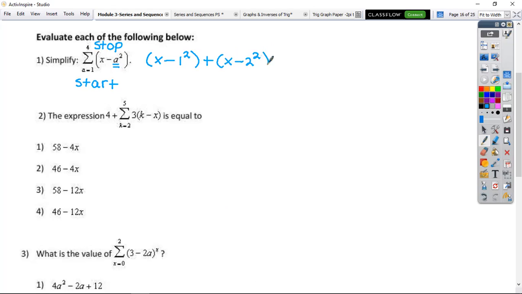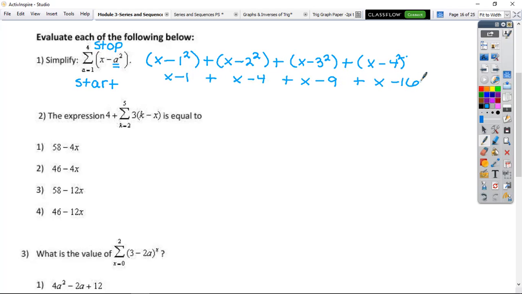Am I done or do I have to keep going? Keep going until you hit 4 and then you stop. So next I'm going to have x minus 3 squared plus last is going to be x minus 4 squared. Now you're just going to evaluate these. So what's 1 squared equal to? Just 1. What's 2 squared equal to? 4. And then 3 squared is going to be 9. And then 4 squared is going to be 16.